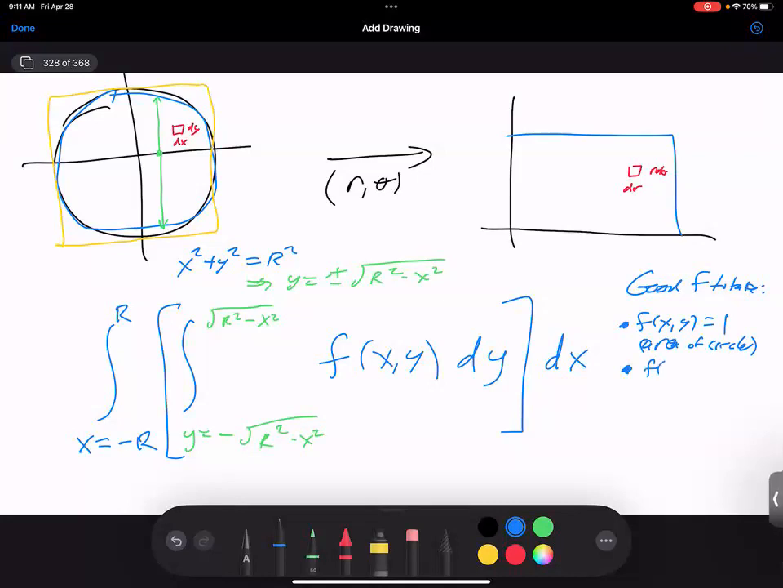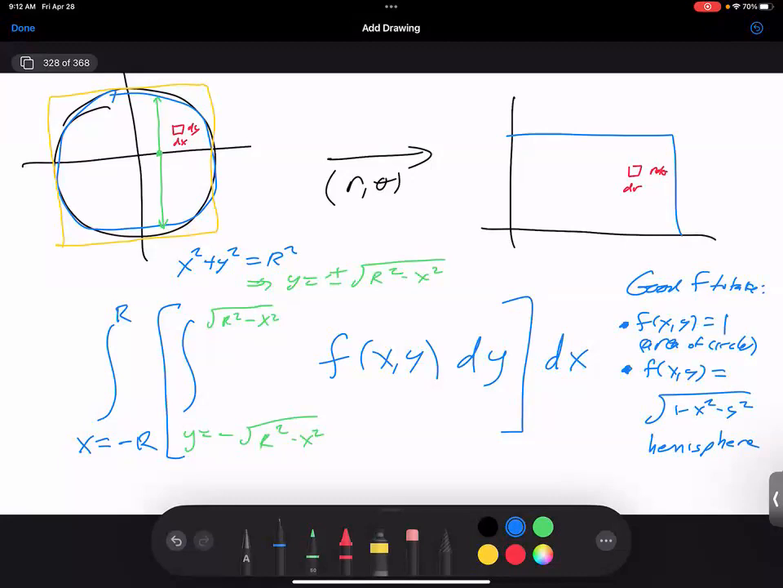Another good choice is f of x, y equals the square root of 1 minus x squared minus y squared. It's going to give you a hemisphere. So if you want to find the volume of a sphere, x squared plus y squared plus z squared equals 1, and I choose the square root of 1 minus x squared minus y squared, if I could somehow integrate that, I would get the volume of a hemisphere. Then double it by 2 and I get the volume of a sphere.